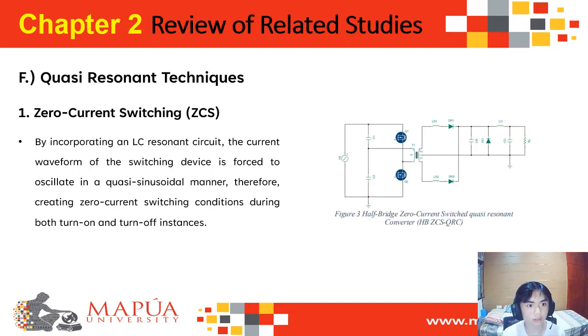Next, quasi-resonant techniques. There are two techniques. The first one is zero current switching, or ZCS. So by incorporating an LC resonance circuit, the current waveform of the switching device is forced to oscillate in a quasi-sinusoidal manner, therefore creating zero current switching conditions during both turn-on and turn-off instances. So shown in this figure is the half-bridge zero current switched quasi-resonant converter.